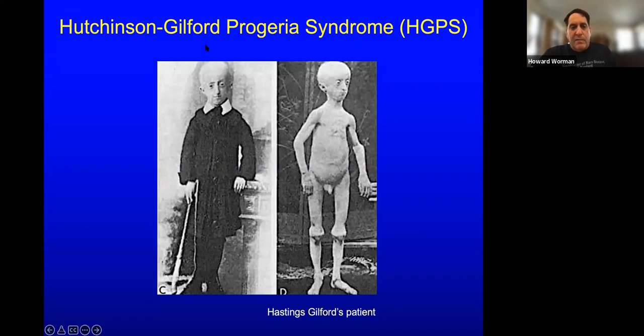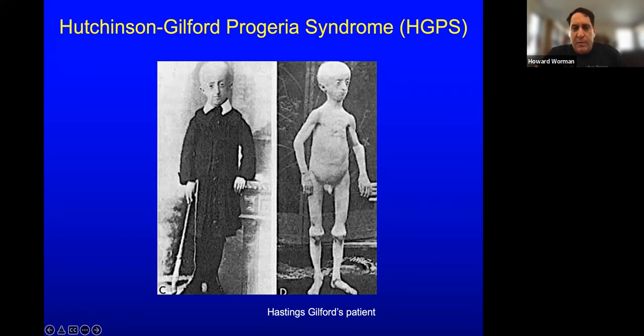So the classic of these diseases is Hutchinson-Gilford progeria syndrome, and everybody here probably knows it. And at least according to the internet, this is Hutchinson-Gilford's patient, one of the persons who the disease is named after. And you can see this is actually a young kid. I think this kid is probably in his teens, and I dress him up here with his cane. He looks like an old man.